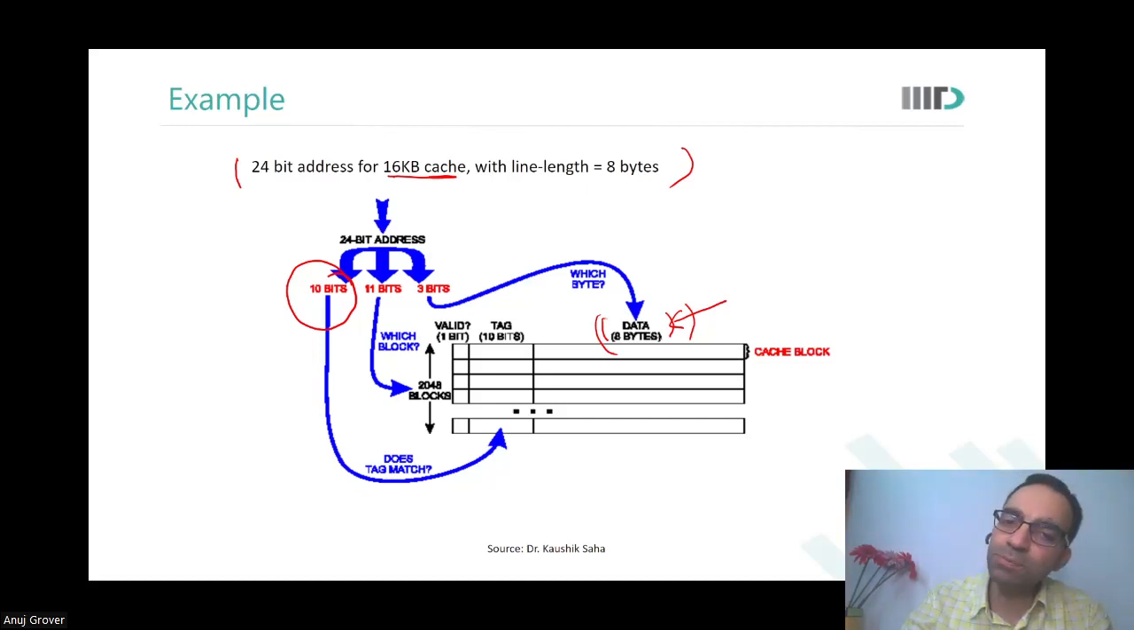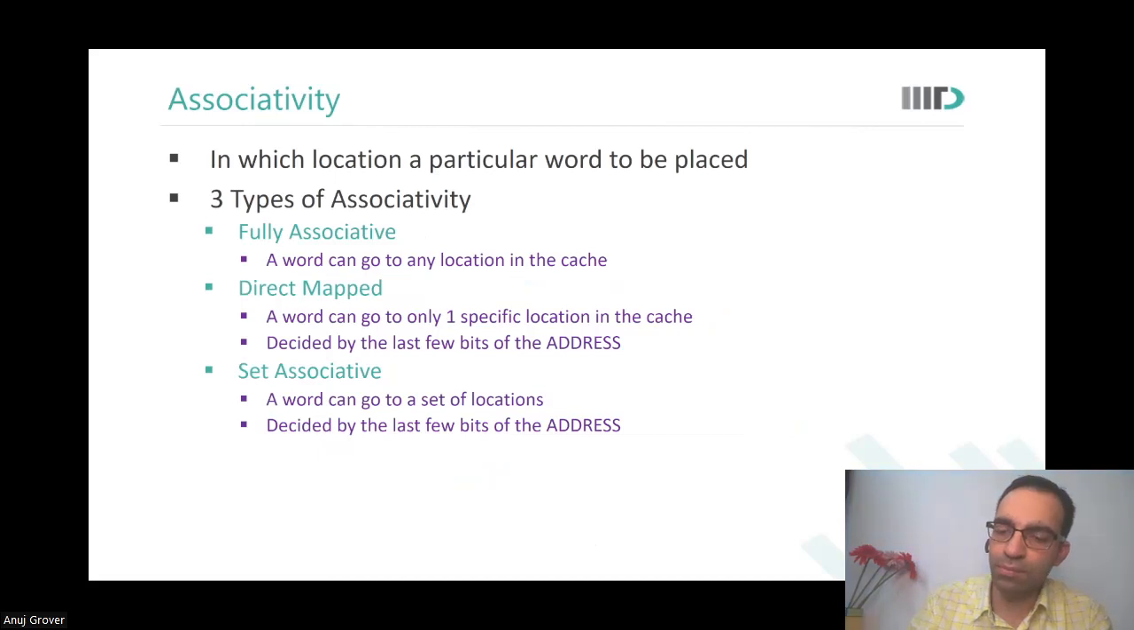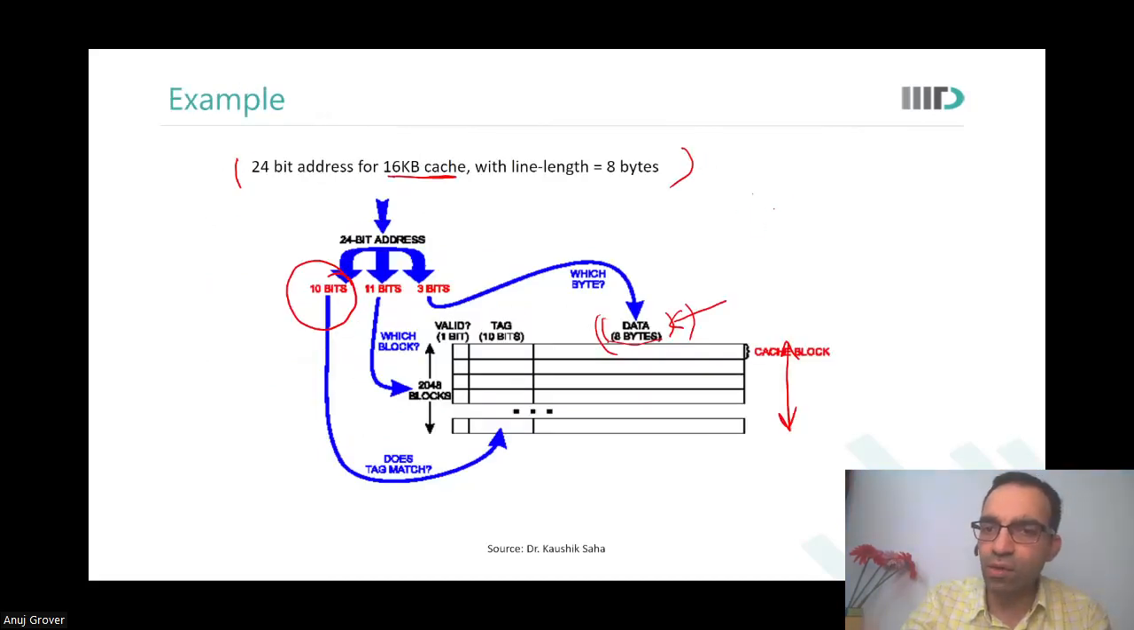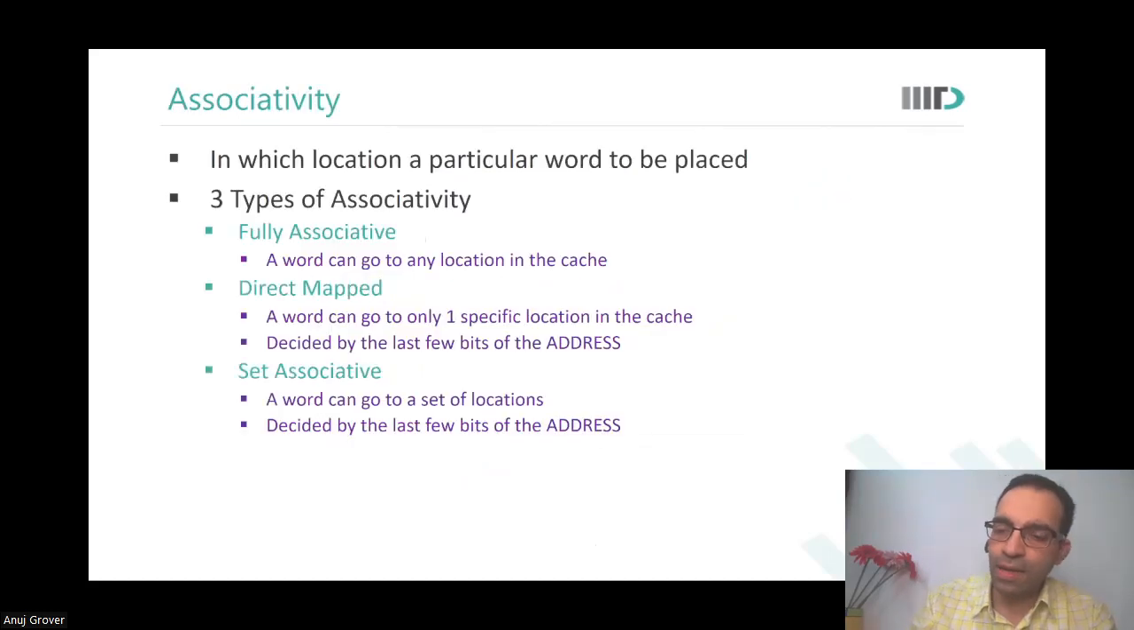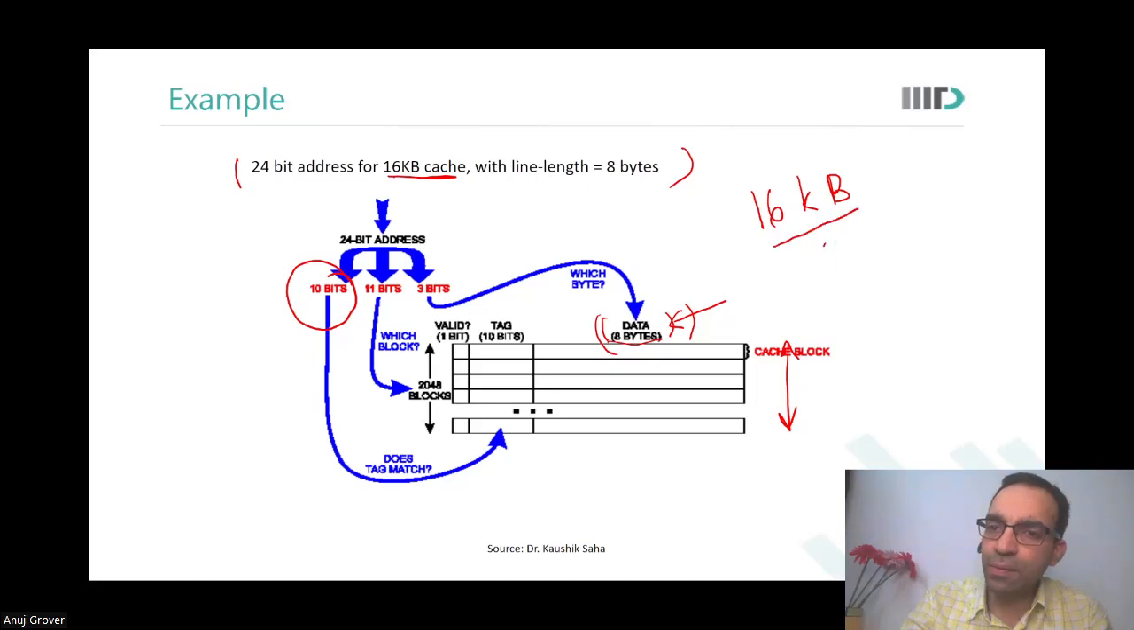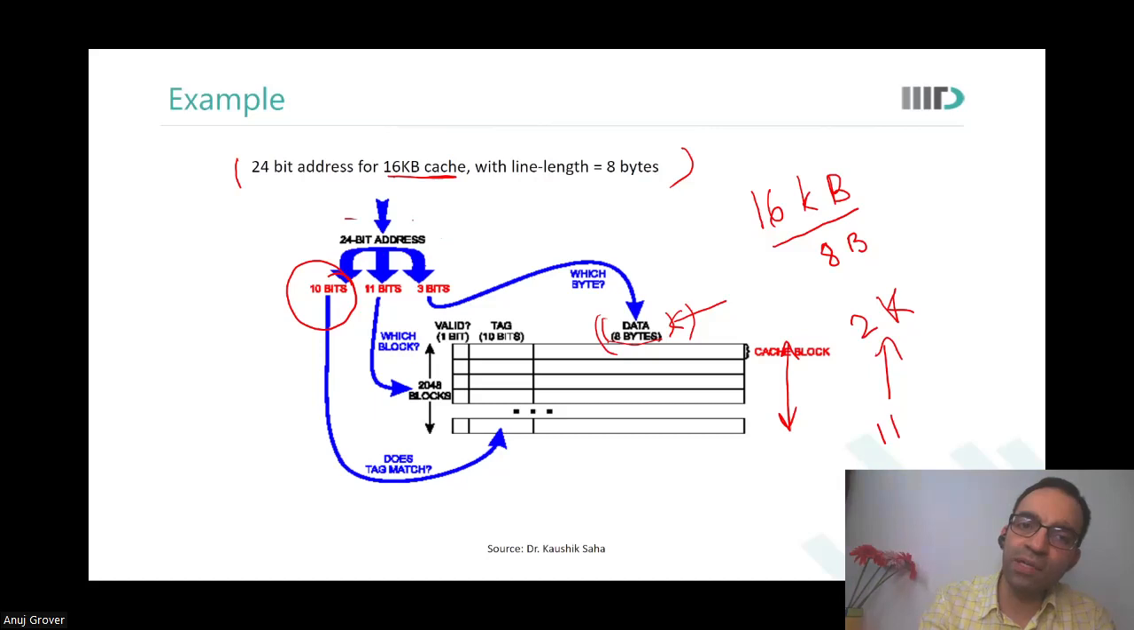If I say that there are 8 bytes per line, how many blocks or how many lines can there be? Total capacity is 16 kilobytes. I said 8 bytes per line. How many lines can be there? 2K lines. Now, if you had to decipher 2K lines, how many address bits would you need? 11. Do you see the 24-bit address bus got split as 10 bits for tag, 11 bits for block selection, 3 bits for byte selection in a given block?